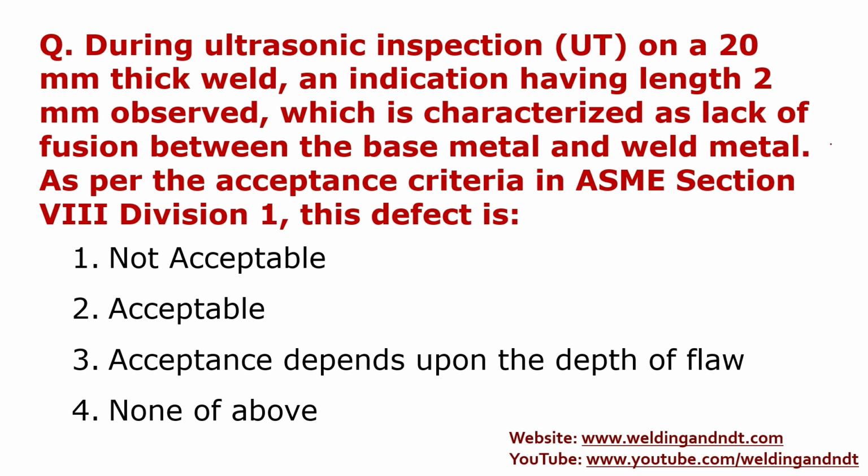So, you are doing UT and you have observed a lack of fusion. Length of the lack of fusion is 2 mm and the job thickness is 20 mm. So on a 20 mm job, you are doing UT and you have observed 2 mm lack of fusion. Very straightforward question. A code is given. The construction code is ASME Section 8 Division 1. As per ASME Section 8 Division 1, is it acceptable or not acceptable?